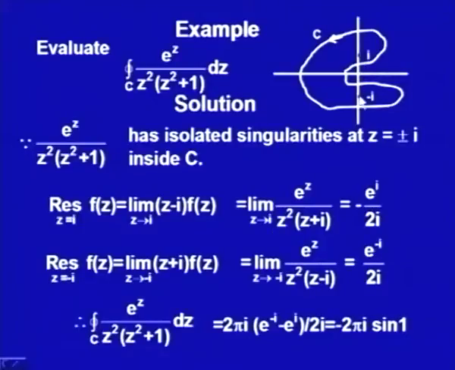Let us see, these isolated singularities, in all the examples we have had so far, were simple poles. If it is not only simple poles or poles of any finite order, if it is an essential singularity, then what will happen? Let us see.